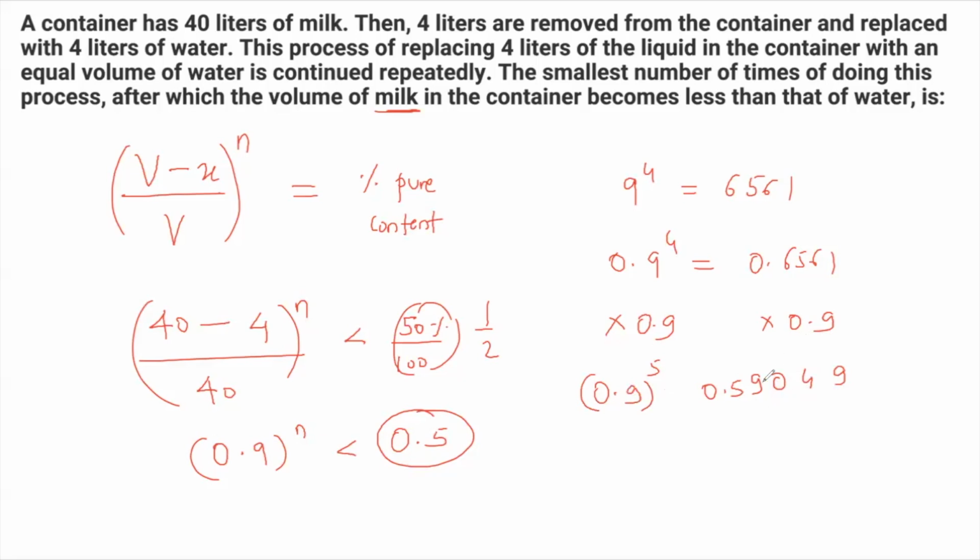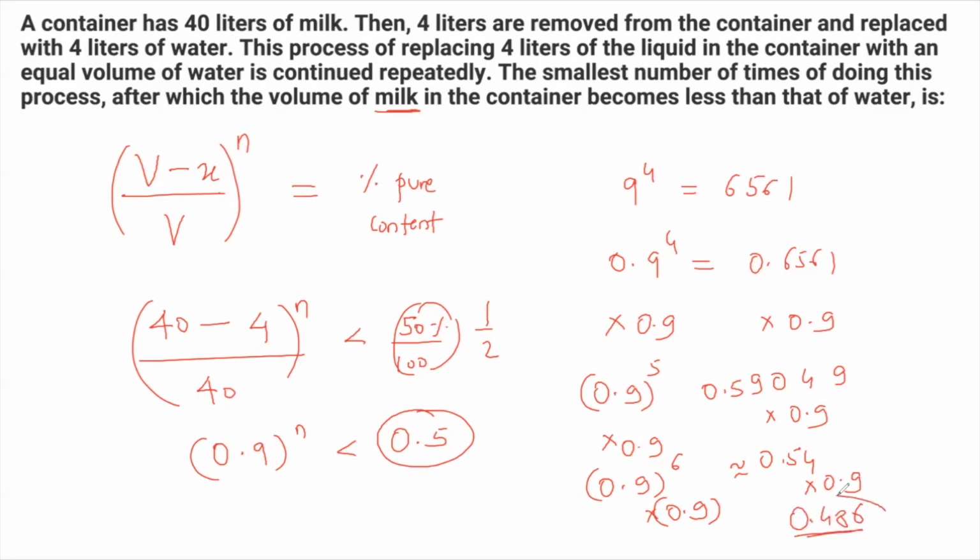This is still not less than 50%. So we'll have to undertake the transaction one more time. This will become again 0.9 times. So if you make it 0.6, 0.6 multiplied by 0.9, this is again roughly 0.54, still not less than 50%, and 0.9 has been raised to the power 6. And if you multiply by 0.9 one more time, 0.54 gets multiplied by 0.9. 9 4s are 36, 9 5s are 45, and 3, so it is 0.48.